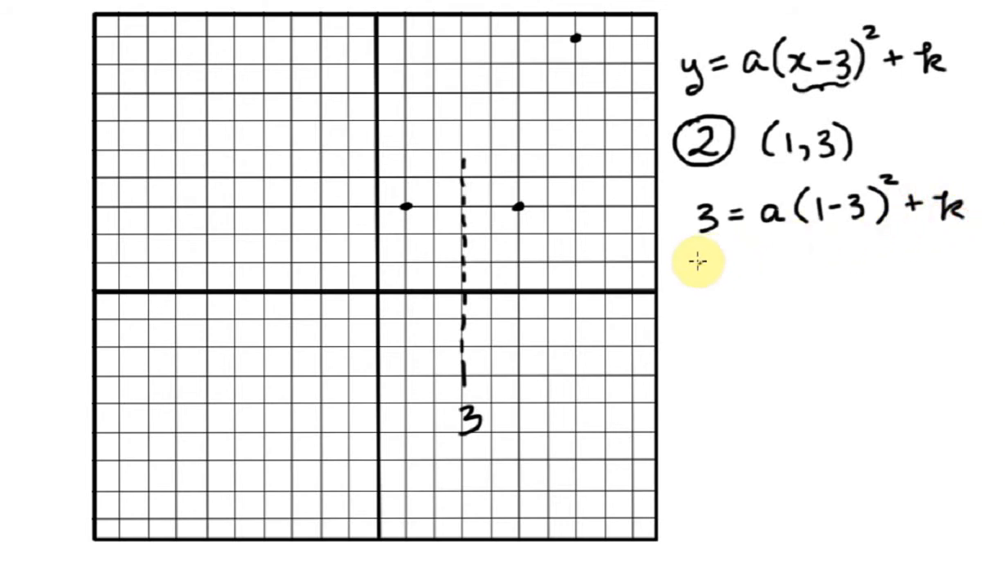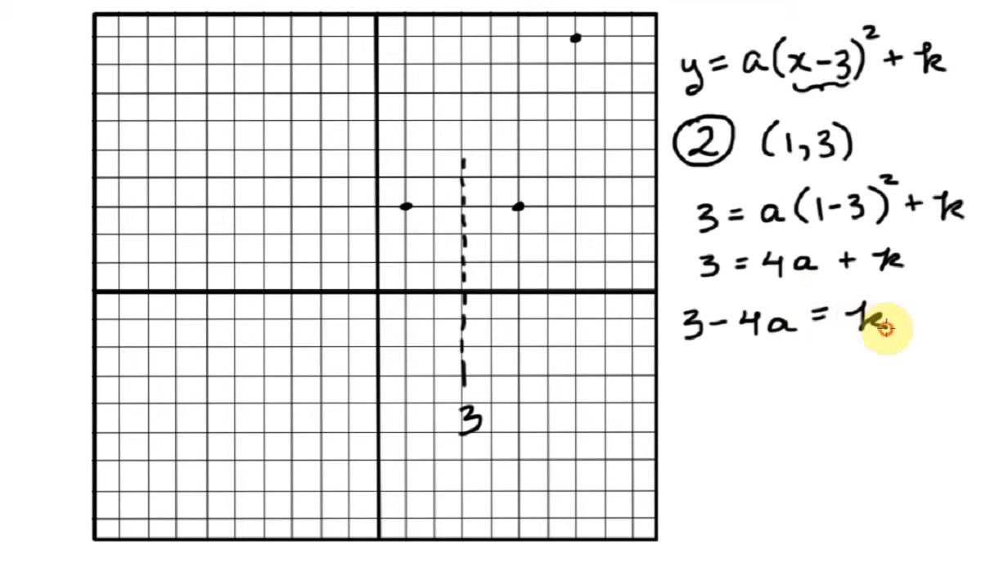So I'm going to simplify this a little bit here. That gives us 3 equals, and this is going to be negative 2, but I'm going to square it. So that's going to become a 4 times the a plus k. And the goal in this step 2 is to isolate the k. So I'm going to subtract the 4a to the other side.